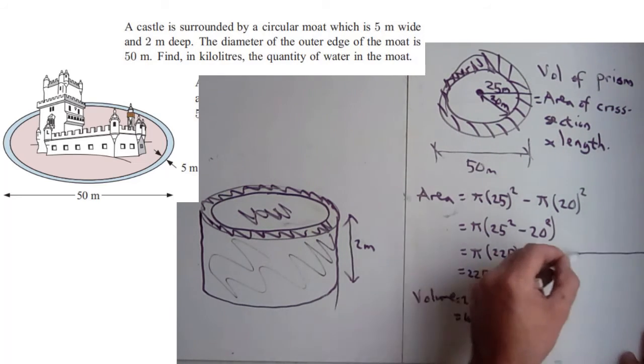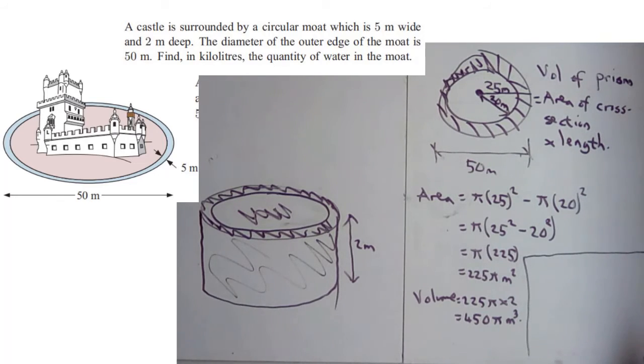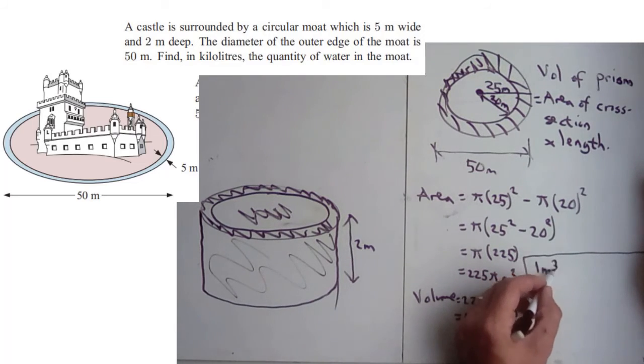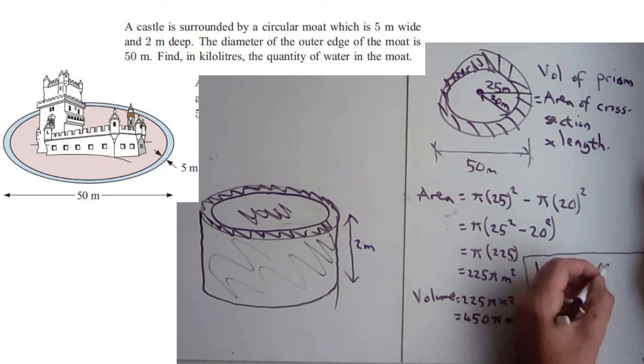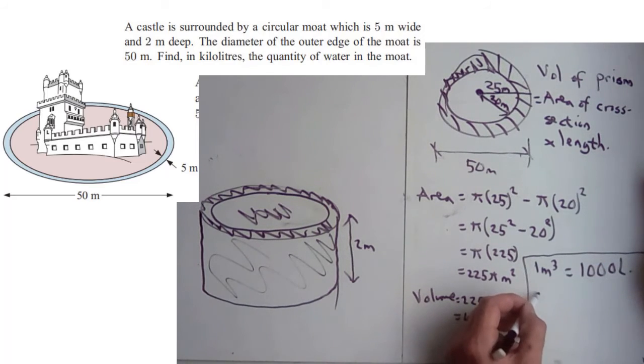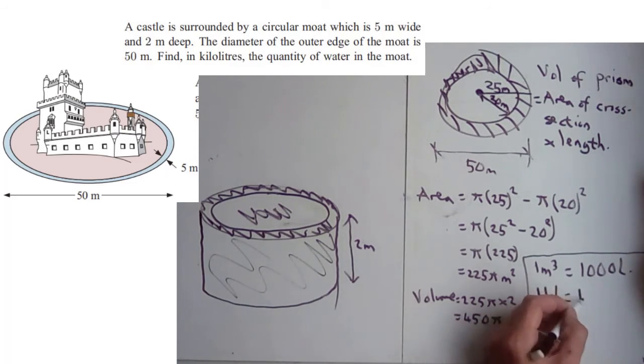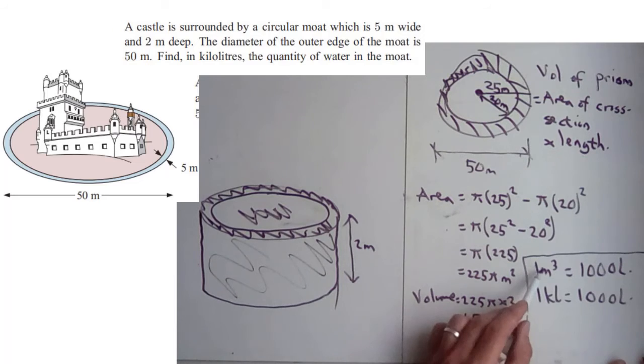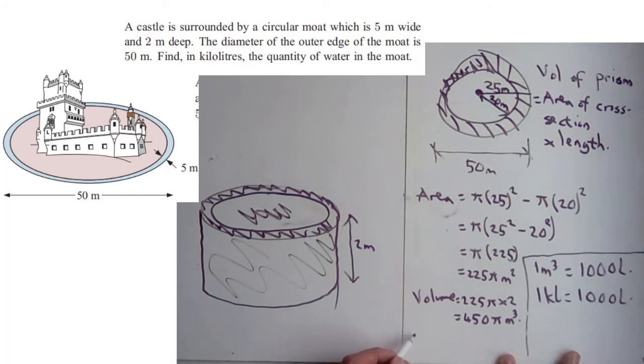Now we just have to think about kiloliters. So hopefully you remember, I told you that 1 cubic meter is 1,000 liters. And I told you that 1 kiloliter also equals 1,000 liters. So looking at that, well then 1 cubic meter must equal 1 kiloliter as well. So this actually already is in kiloliters. So the answer is 450 pi kiloliters.